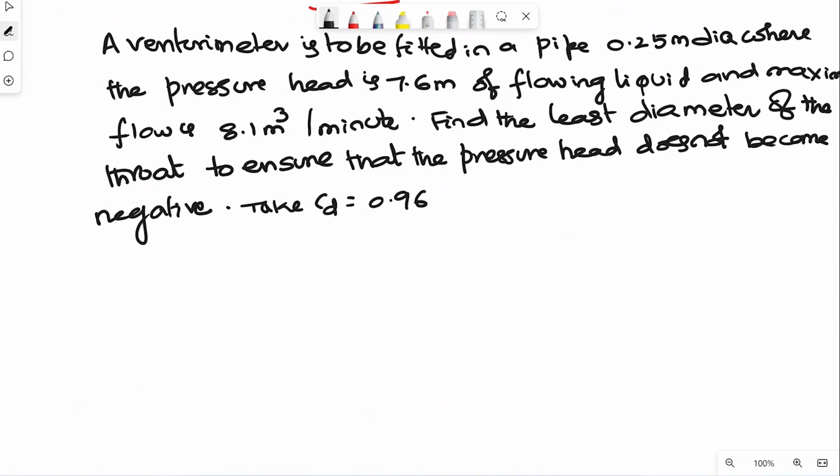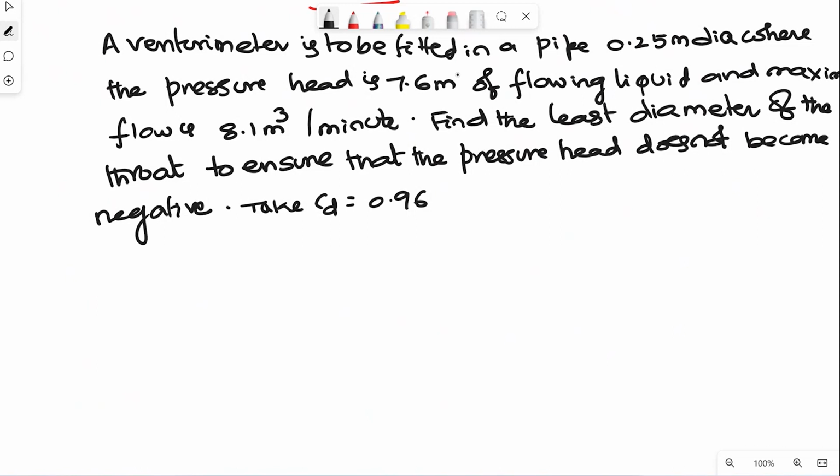0.96. Kindly remember, some of the people will give C instead of CD. They may call the CD the same thing as K. Some people call it K, some people call it C, some people call it CD. So by looking at the value, you should be able to understand what is being given. So now let us take it straight away, the equation.